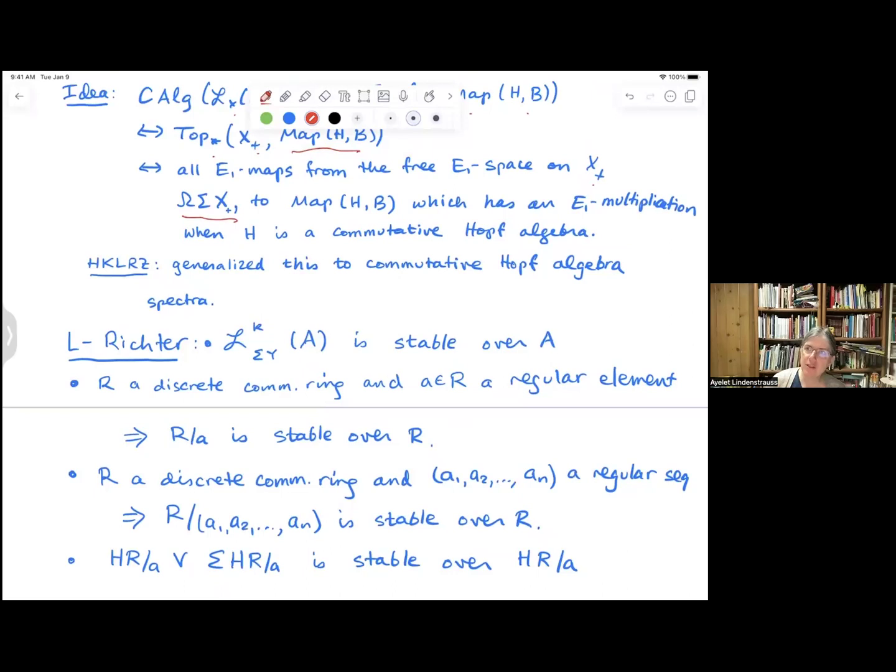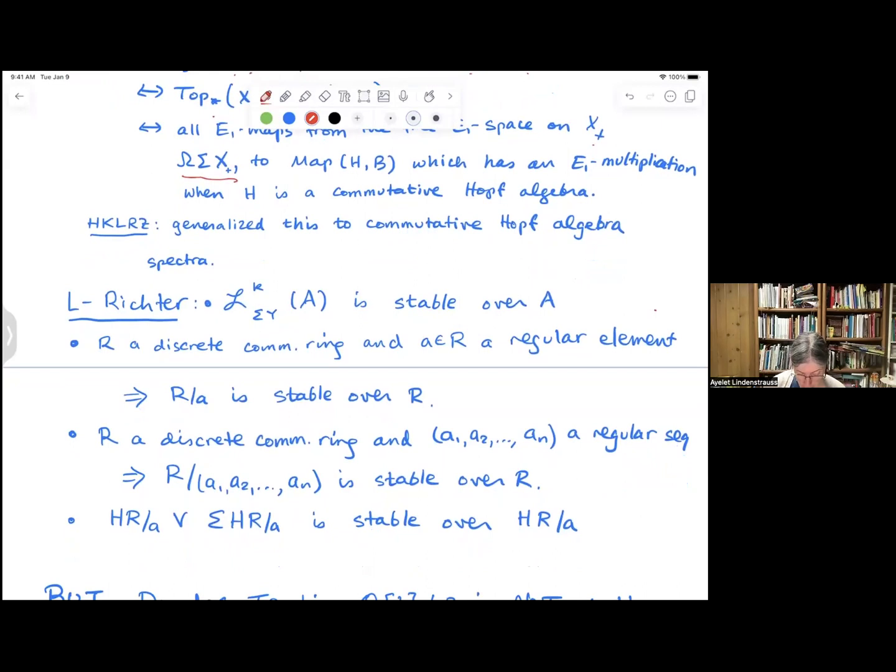So it's a little confusing because you have to do Loday constructions over A and over K, but fundamentally you end up using the fact that you're relating this to a Loday construction over suspension of Y smashed with X, but that can be viewed as Y smashed with suspension of X. So this is a kind of example of stable things. And if R is a discrete commutative ring and a is a regular element, then R mod a is stable over R. And then we can use induction and iterate this, and you have a discrete commutative ring and a regular sequence. So the quotient by the regular sequence is going to be stable over R as well.